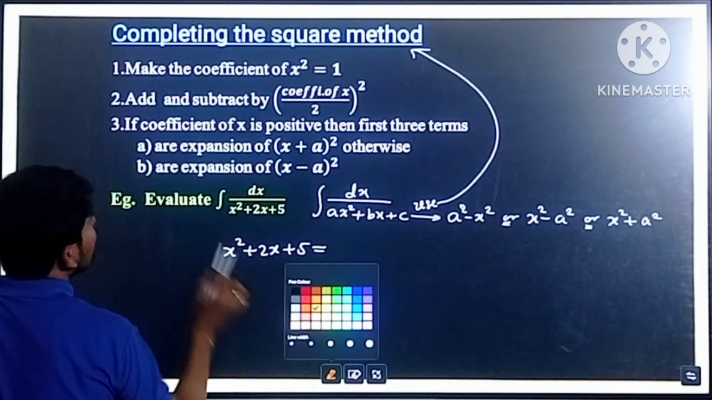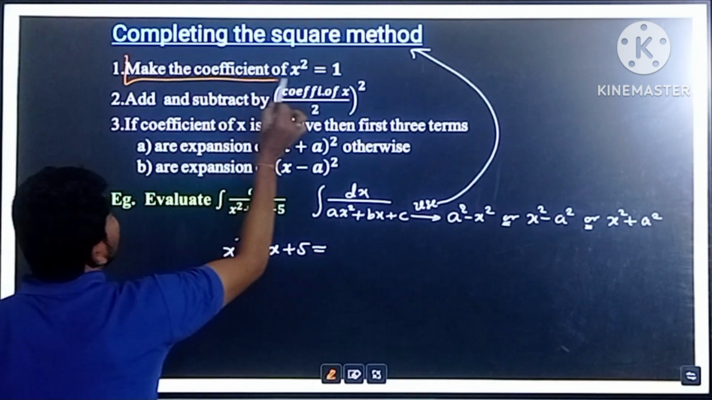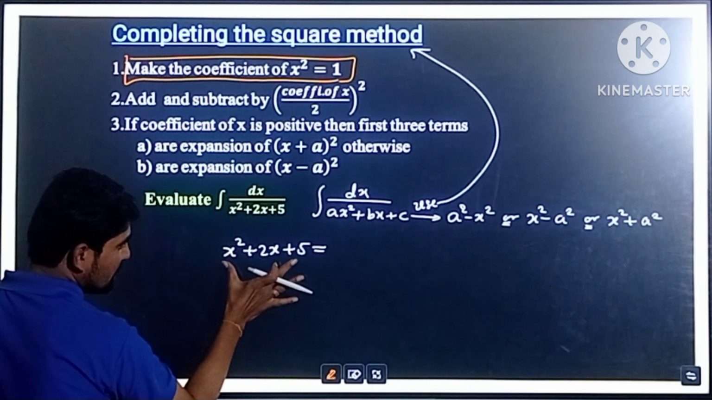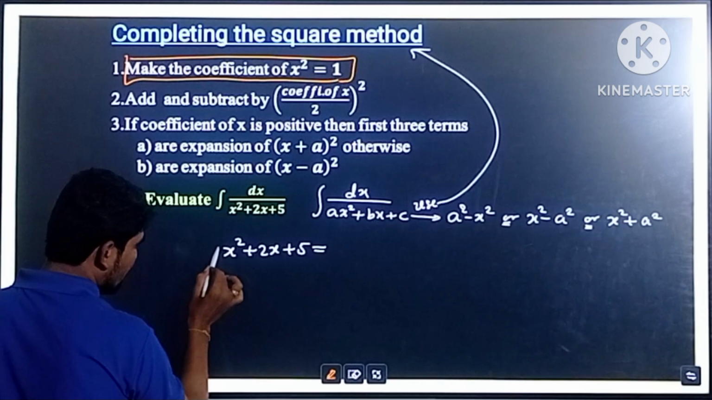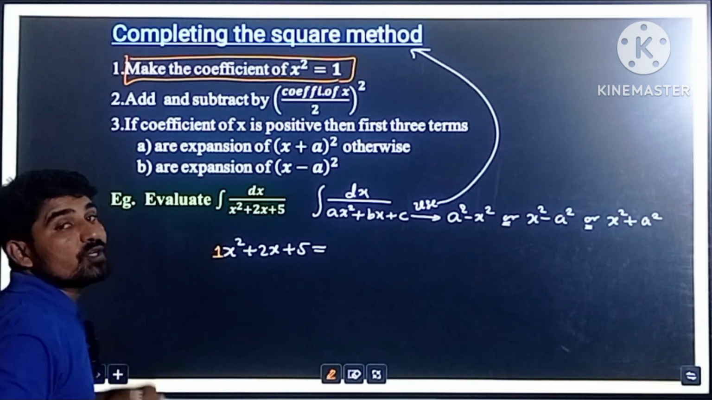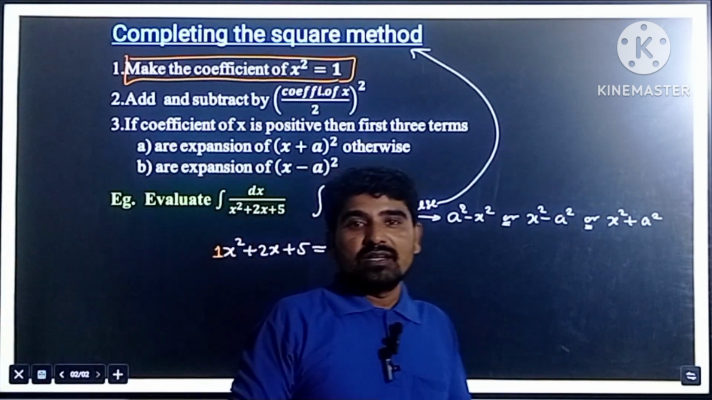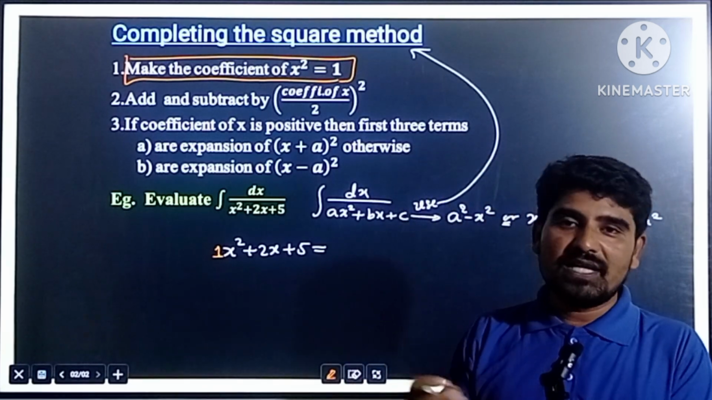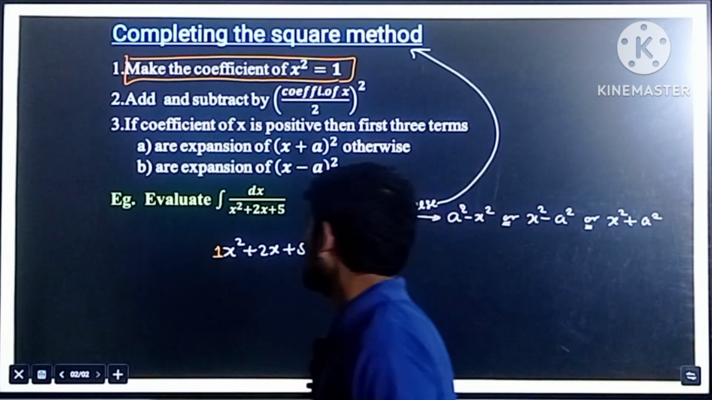The first note is to make the coefficient of x square equal to 1. Just observe this quadratic expression. Here the coefficient of x square is 1, so no need to make it. If the coefficient of x square is not equal to 1, then we need to make it 1 by taking the coefficient common. I hope all of you are understanding.